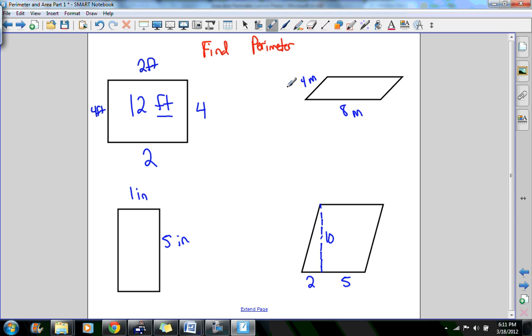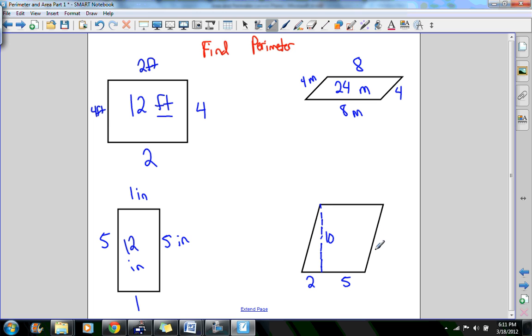If we move to a parallelogram here, we know that if that's 4, this has to be 4, and if that's 8, this has to be 8, and then we just add them up. 8 plus 8 is 16, plus 4 is 20, plus 4 more is 24. Our label is going to be meters. Down here on the bottom, same thing. If that's 5, that has to be 5. If that's 1, that has to be 1. We add them all up. 10, 11, 12, and our label is inches.